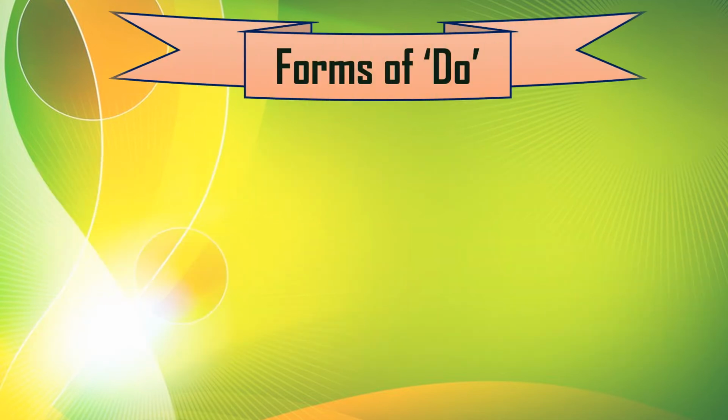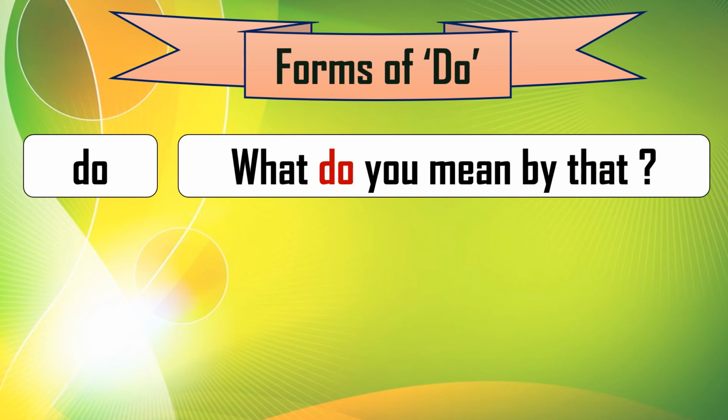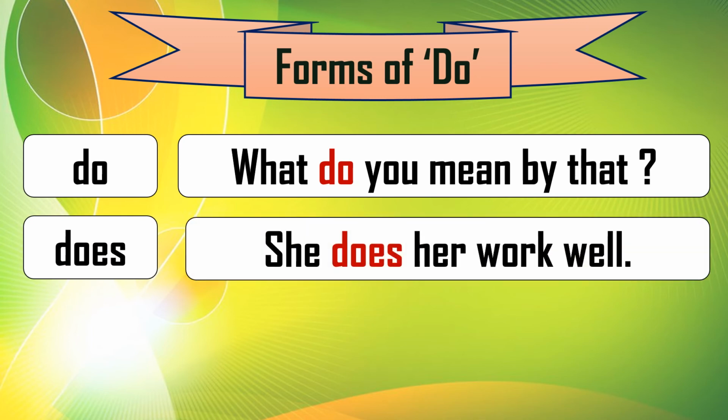So now we will see forms of do, primary auxiliaries, forms of do. What do you mean by that? So as I said earlier, we can make negative sentences and as well as we can form questions with these auxiliaries. Does. She does her work well.